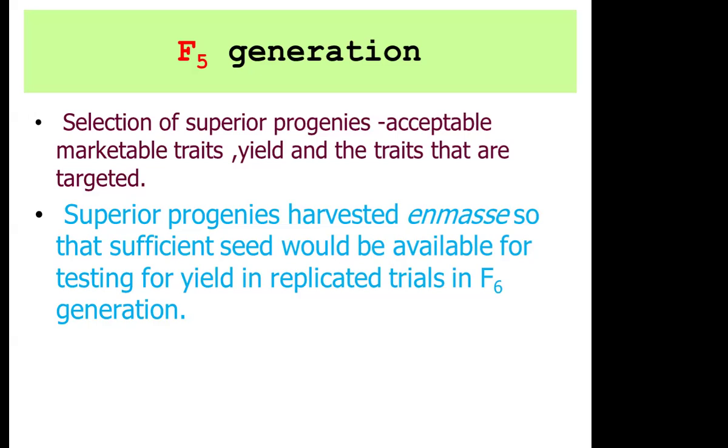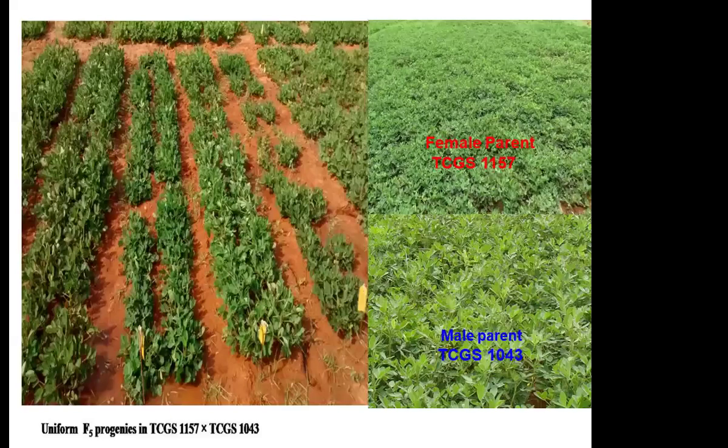Superior progenies harvested en masse should be promoted to replicated trials, as they will mostly be uniform. Next slide. These are more uniform progenies in the F5 generation. This is from the cross TCS 1157 x TCS 1043. We see here the compact nature of TCS 1157 and the ashy coat. Many progenies have an ashy coat. From that came Dharani. Next slide.